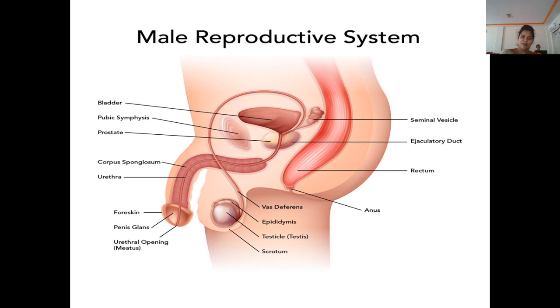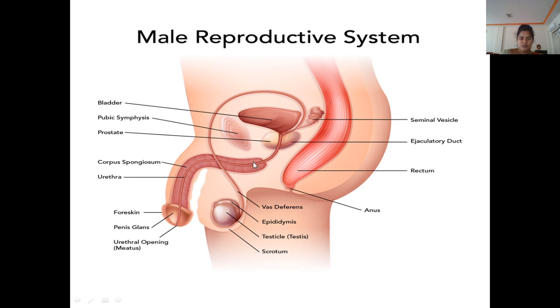So this is the male reproductive system. If you see this male reproductive system, it's a mid-plane picture. So this is the urethra. This is the urethral opening, called the meatus, and it is surrounded by the foreskin, and then there is the penis glans. It is the outermost part, and this is the urethral opening.